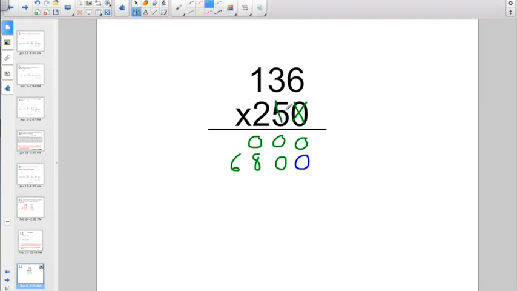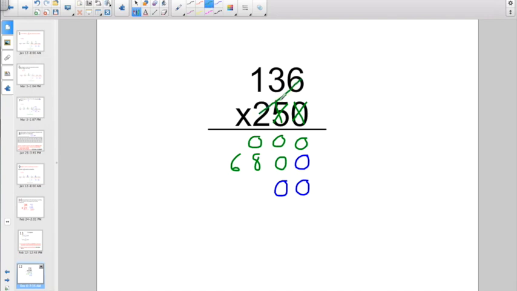Cross out that digit if you want to. And before I multiply by this 2, he's not really 2. He's really 200. So I've got to put in 2 zeros this time, right? Now I'm ready to start multiplying.